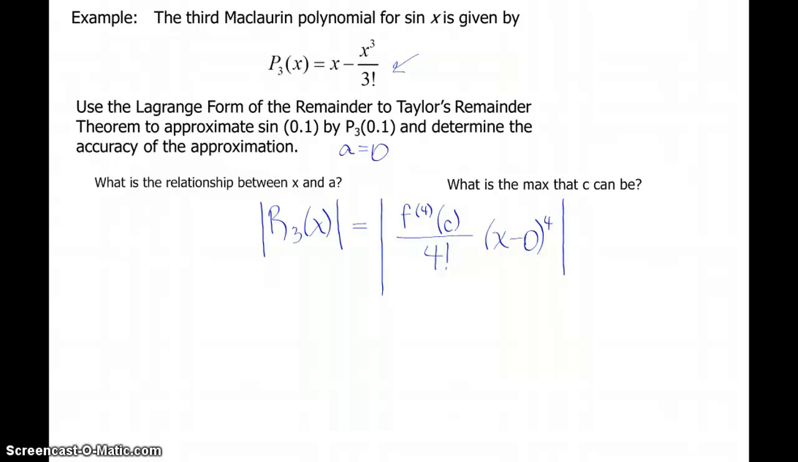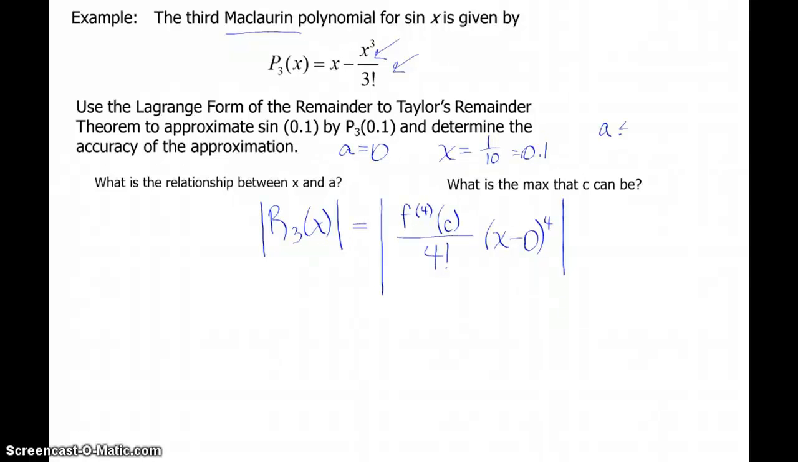So a is 0. How do I know a is 0? Because I can look right here, and I don't have x minus anything. I just have x and x cubed. That tells me I'm built at 0. Additionally, they tell me that I'm dealing with a Maclaurin, so they tell me a is 0. And here, x is 1/10, or 0.1. Now, I turn it into fractions because lots of times when you're dealing with Lagrange error bound, you don't have a calculator. So, 0.1 and 1/10 are the same thing.